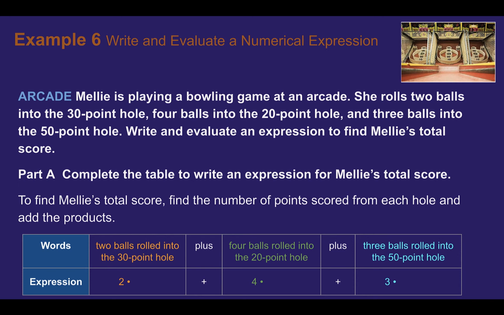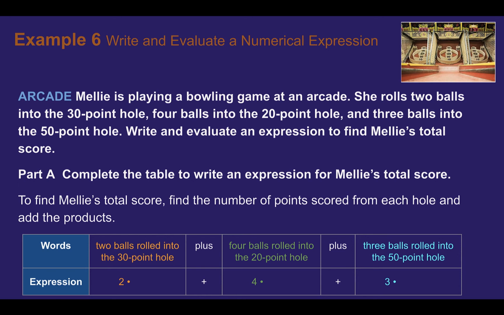Our real context is an arcade. Melly is playing a bowling game at an arcade. She rolls 2 balls into the 30-point hole, 4 balls into the 20-point hole, and 3 balls into the 50-point hole. Write and evaluate an expression to find Melly's total score. Part A. Complete the table to write an expression for Melly's total score. So to find Melly's total score, find the number of points scored from each hole and add their products.